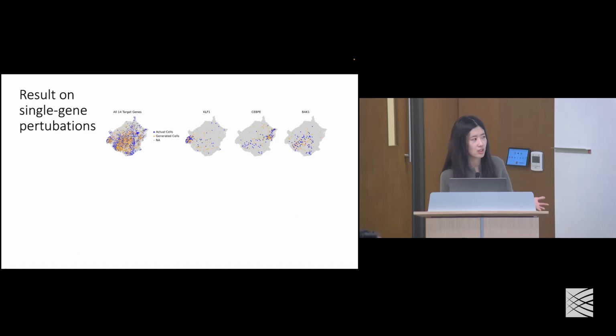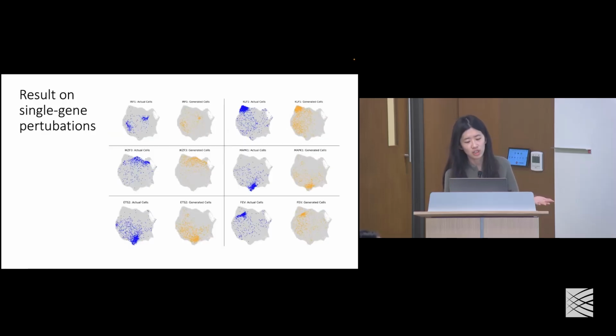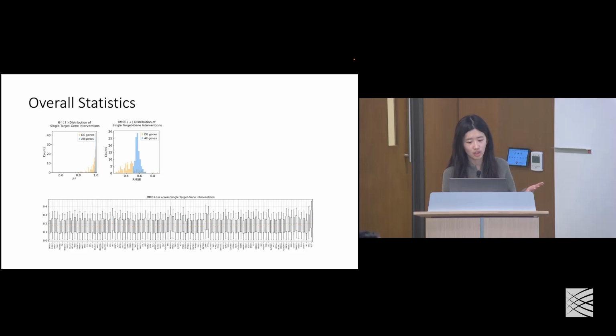I do want to point out that since it's a variational autoencoder, it allows you to generate some data from the single gene perturbations. These are some results on the left-out samples, KLF1, CEBPE, and you can see that the actual cells, in blue, overlap well with the orange generated cells. You can see it more clearly by contrasting the actual cells versus the generated cells. These are UMAPs, which I think everybody's familiar with. Sorry, I didn't describe it. You can see that they look very similar. This is for single cell perturbations. There are also some overall statistics, the MMD loss and the R squared and RMSE between the means.